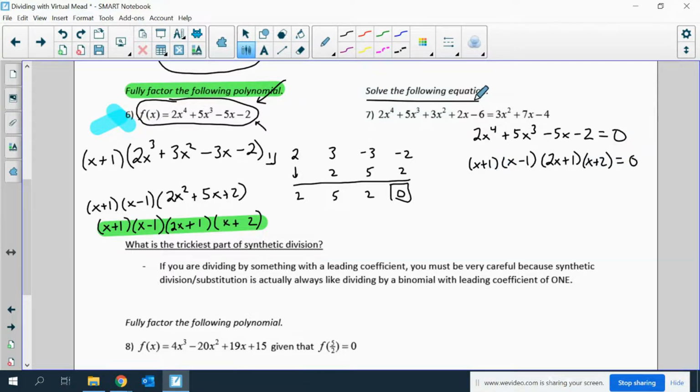now I can solve this super easily. So I just set all of these things equal to 0. X equals -1, x equals 1, x equals -1/2, and x equals -2 are the 4 answers.